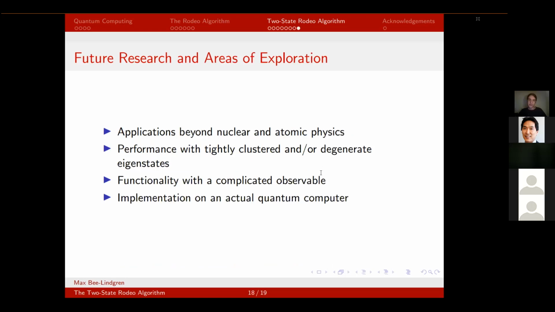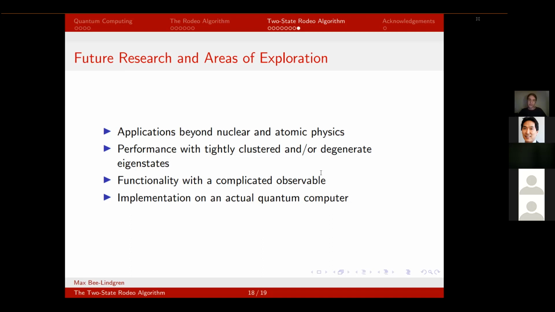So for future research, I would like to apply this 2-state Rodeo algorithm beyond nuclear and atomic physics. While the matrix element calculation part is relatively unique to nuclear and atomic physics, the 2-state Rodeo algorithm itself could potentially be applied beyond that field, although I don't really know what those applications would be at this current time. I'd also like to test its performance with systems that have a tight cluster and/or notable degenerate eigenstates, and see how the algorithm functions there.